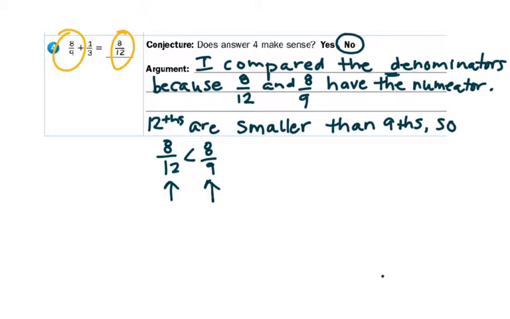So it doesn't make sense that the answer would be smaller when you added something to it. So slices of pie that are 9 slices compared to 12 are going to be larger. So you can't end up with a smaller answer when you're adding something to it.